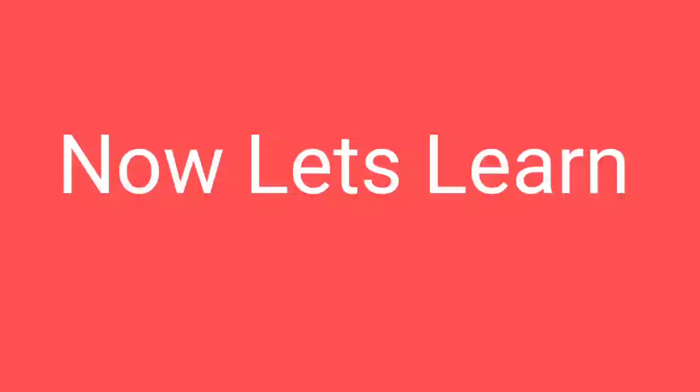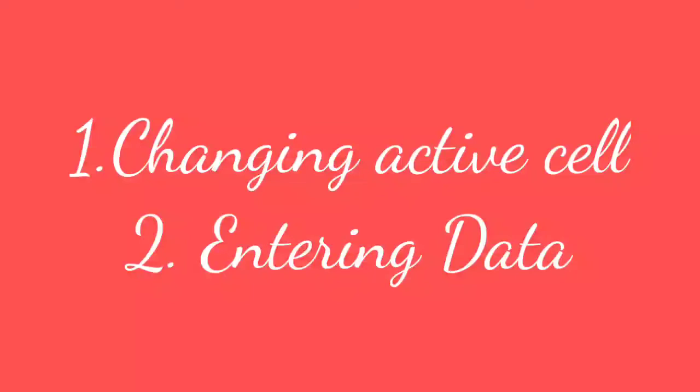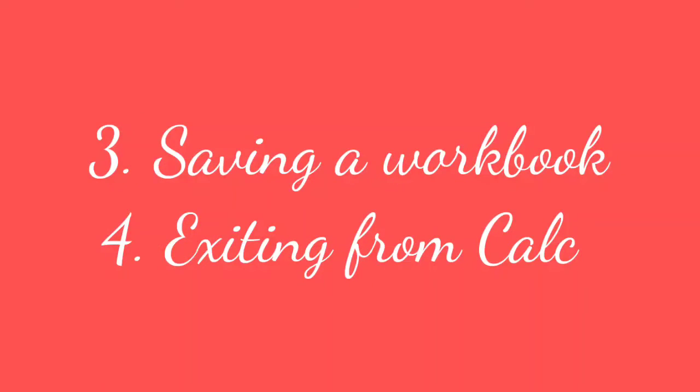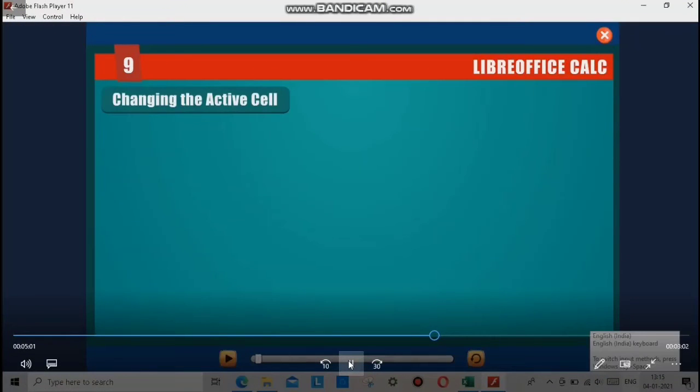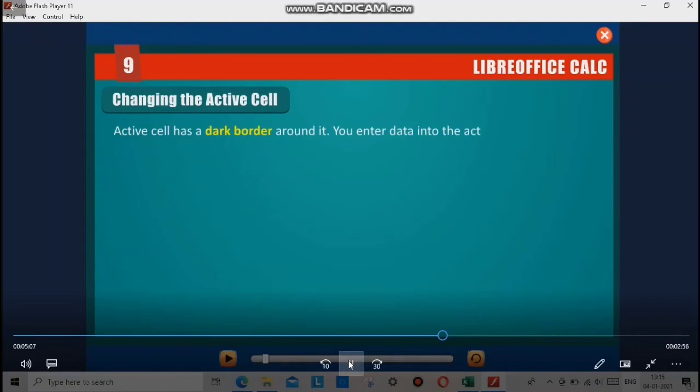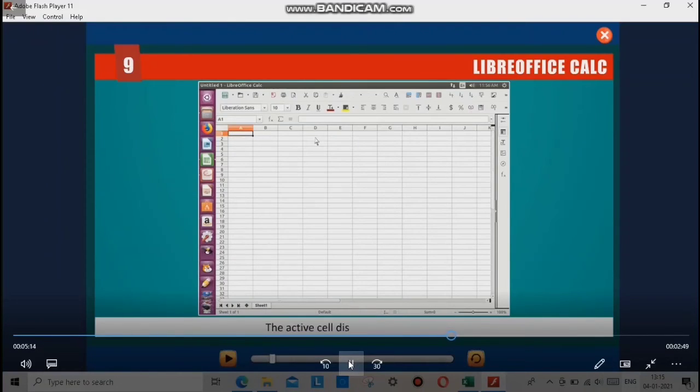Now let's learn about changing the active cell, entering data, saving a workbook and exiting from Calc. Now let's change the active cell. The active cell has a dark border around it, or you can say the current cell. You enter data into the active cell. You can make any cell in your worksheet the active cell by selecting it.